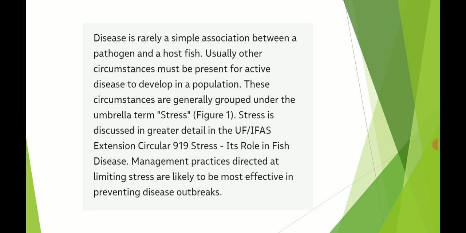Now, disease is rarely a simple association between a pathogen and a host fish. Usually, other circumstances must be present for active disease to develop in a population. These circumstances are generally grouped under the umbrella term stress. Stress is discussed in greater detail in the UF/IFAS Extension Circular 1990, Stress: Its Role in Fish Disease. Management practices directed at limiting stress are likely to be most effective in preventing disease outbreaks.